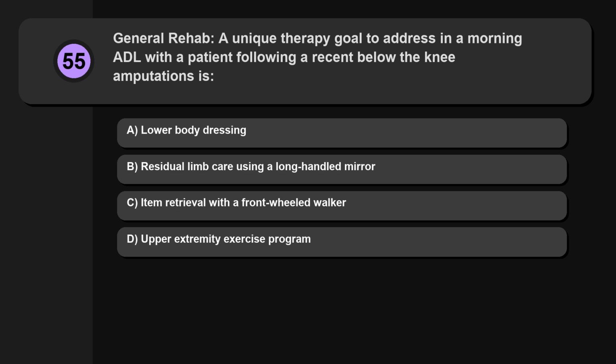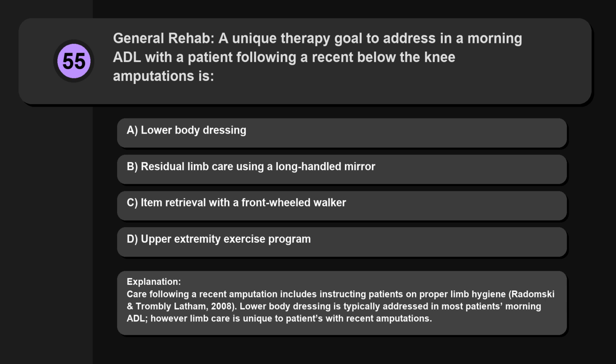Question 55. General rehab. A unique therapy goal to address in a morning ADL with a patient following a recent below-the-knee amputation is: Option A, lower body dressing. Option B, residual limb care using a long-handled mirror. Option C, item retrieval with a front-wheeled walker. Option D, upper extremity exercise program. The correct answer is option B.